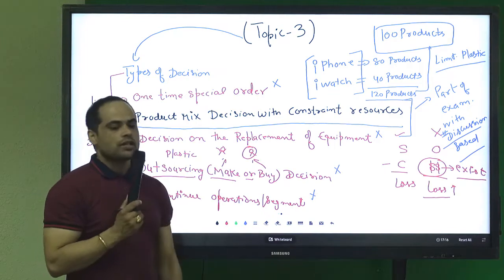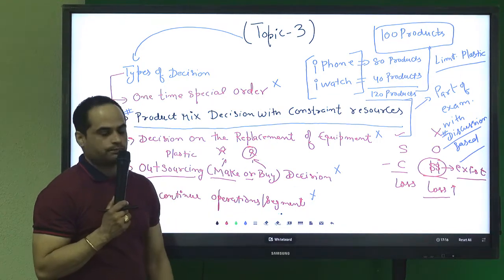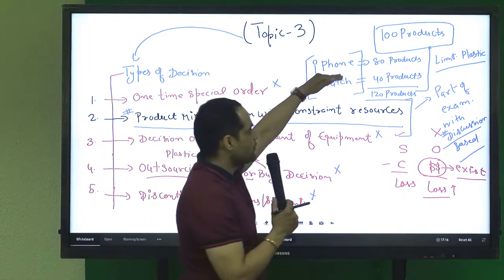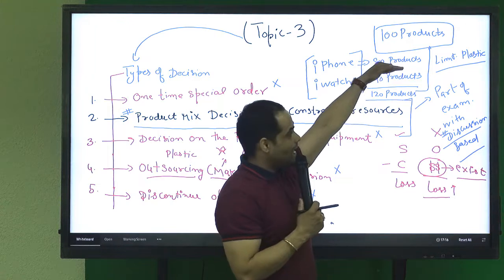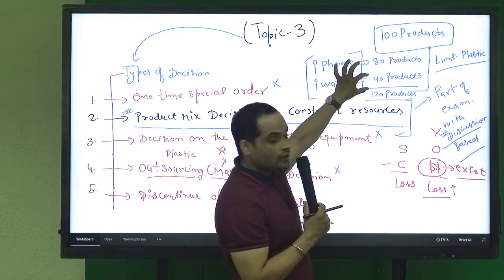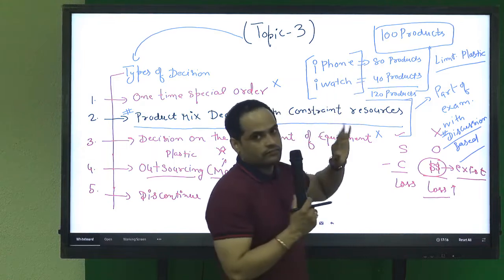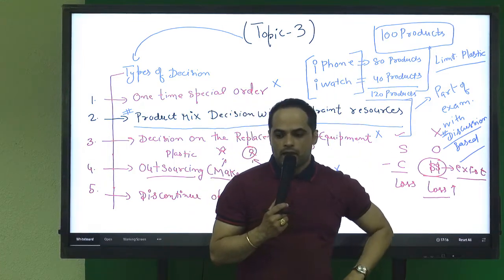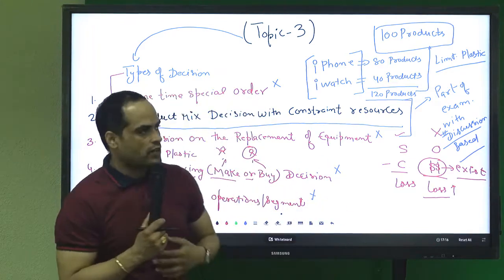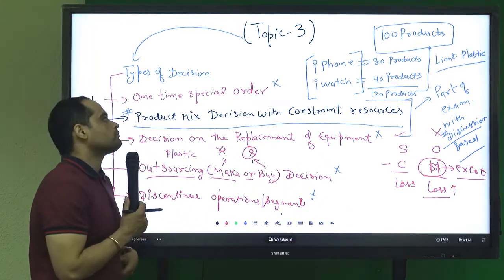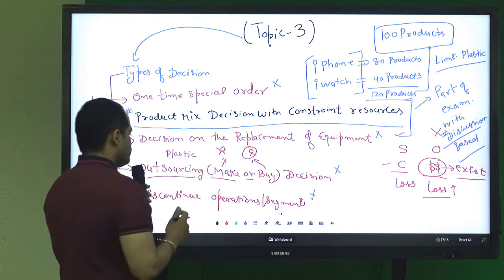So now the question is, which product should we produce first? Should we produce 80 products and 20, so 100, or 40 and 60, 100? Which one should we do first? So keep that in your mind.